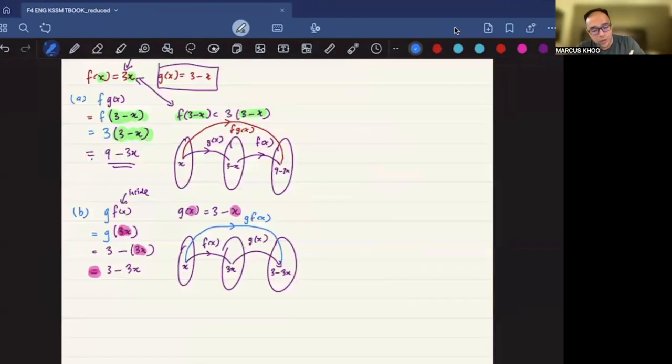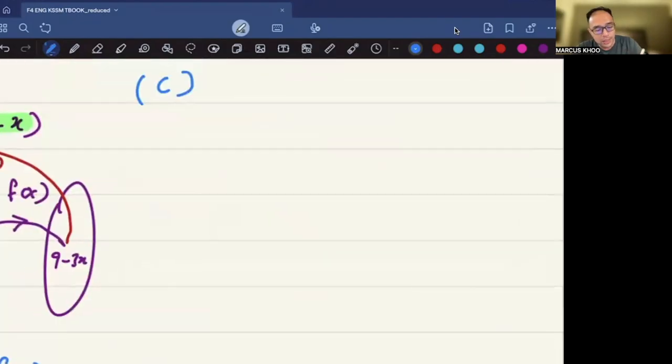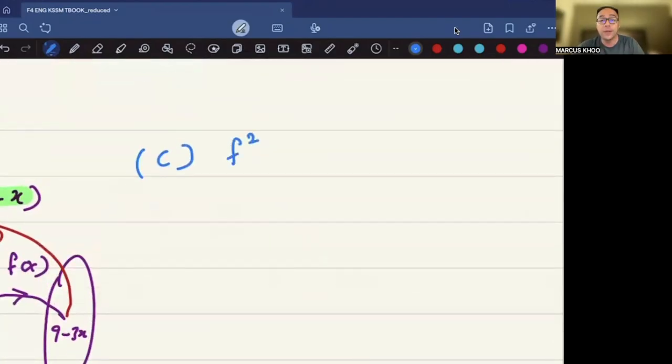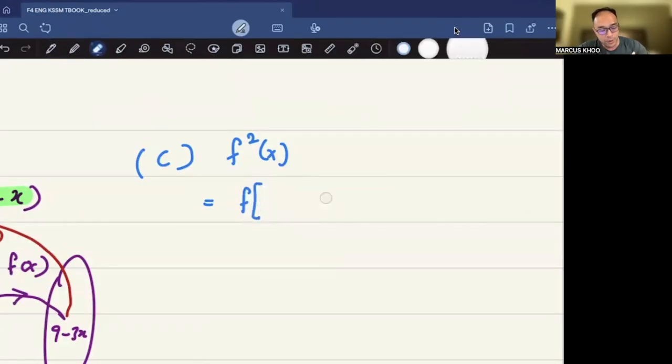Okay, let's go to question C. Question C says F squared. What F squared means, I'm going to add the X over here. What F squared means is FFx. That means I double the F. Let me rub this off. Let me change this to purple color. So this will be FFx.